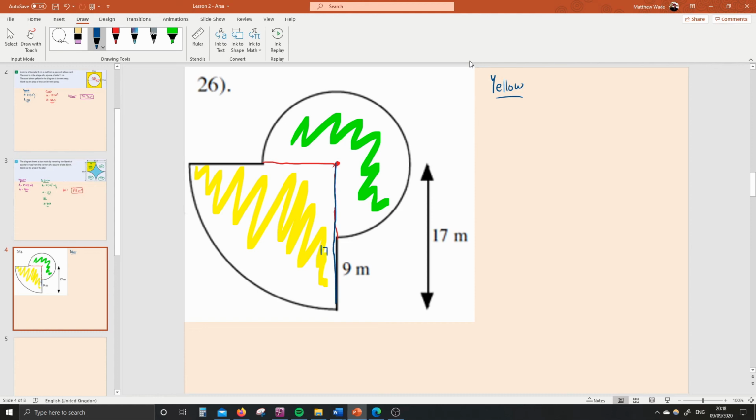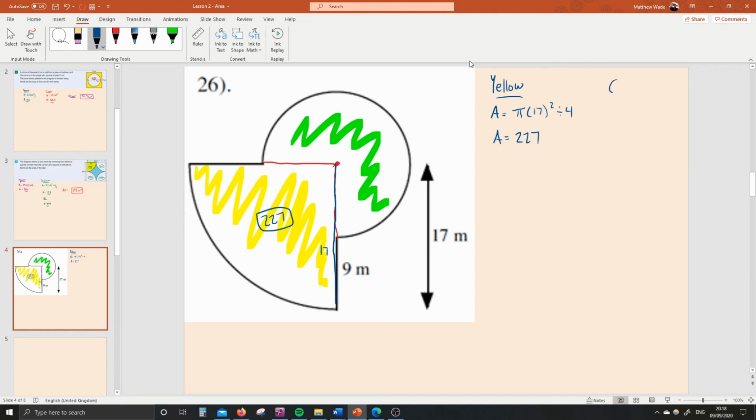Cool. Well, here you go then. So it's going to be area equals, and it's pi r squared, but r is 17. 17 squared, but the thing is it's only a quarter of a circle, so divided by 4. So A equals pi times 17 squared over 4 equals 227 to 3 significant figures. Cool. So that's 227.